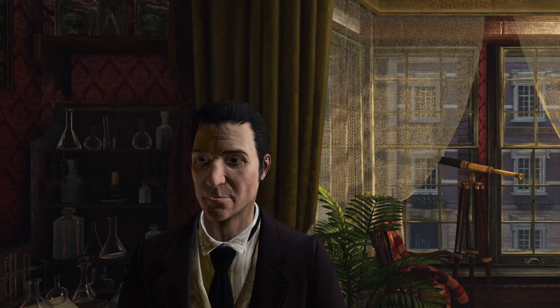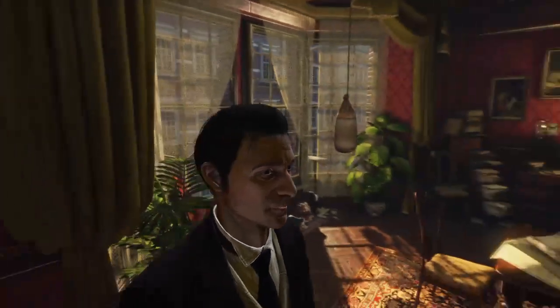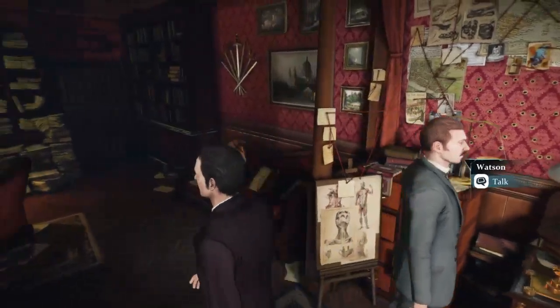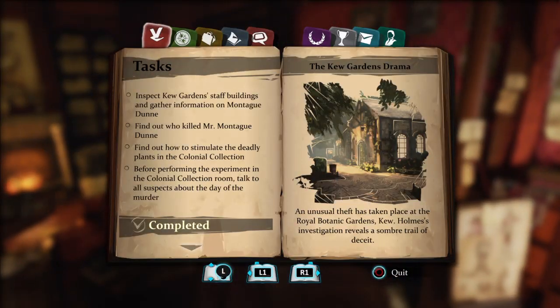We're back with Sherlock Holmes, Crimes and Punishment. We are in the middle of the 5th case. Now let's see what we have to do. Before performing the experiment in the colonial collection room, talk to all suspects about the day of the murder. Find out how to stimulate the deadly plants in the colonial collection, and find out who killed Mr. Montague Dunn. Now inspect Kew Gardens, staff buildings and gather information on Montague Dunn.